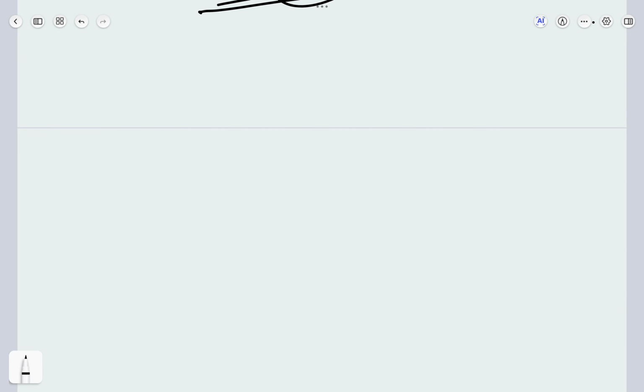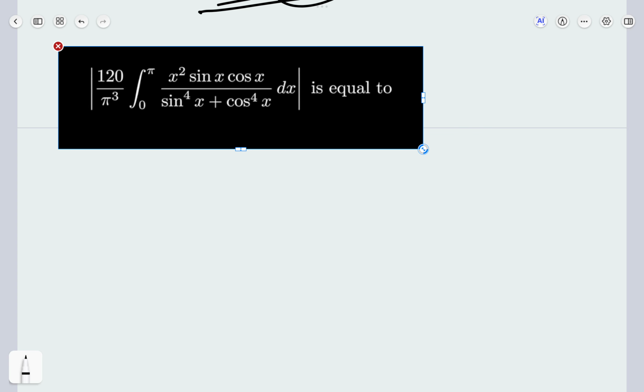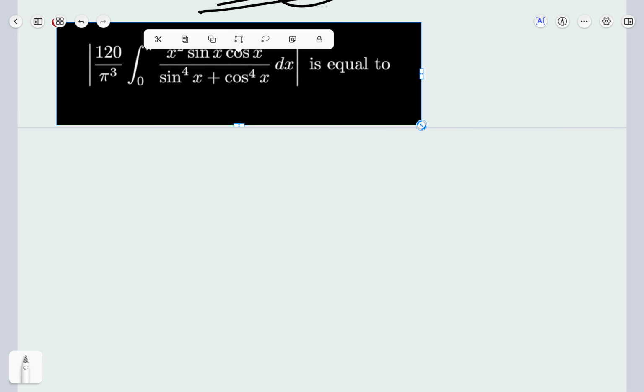Hello everyone, we have a question from JEE Simplified. This is the question, and supposedly it's one of the toughest questions in JEE 2024 mains, and I think it's stupidly easy. You don't need to worry about it. So let's just decode it and let's get right into it.